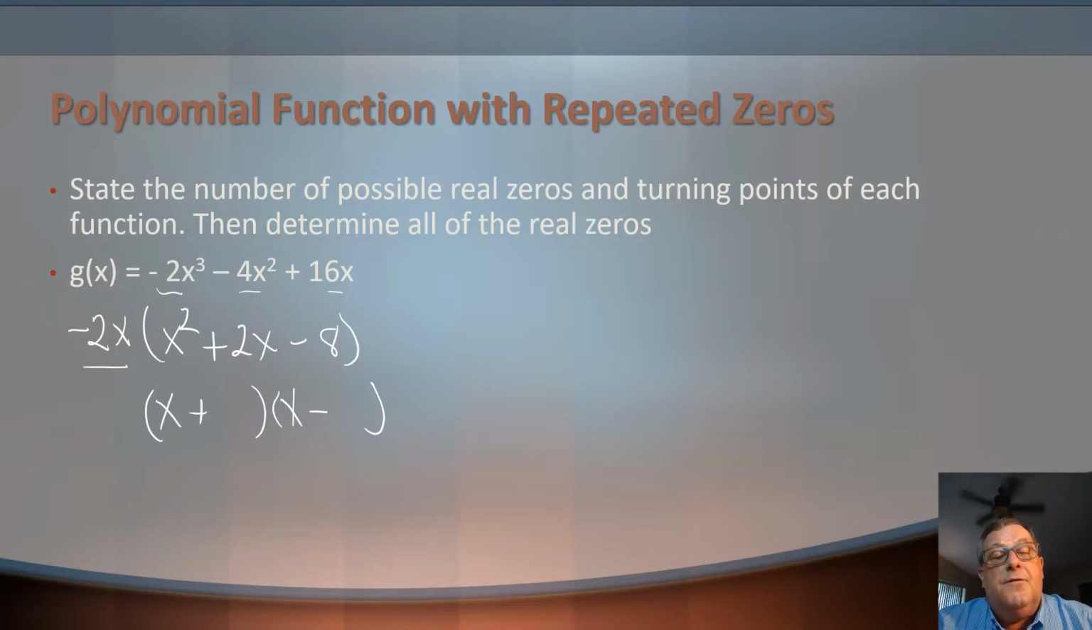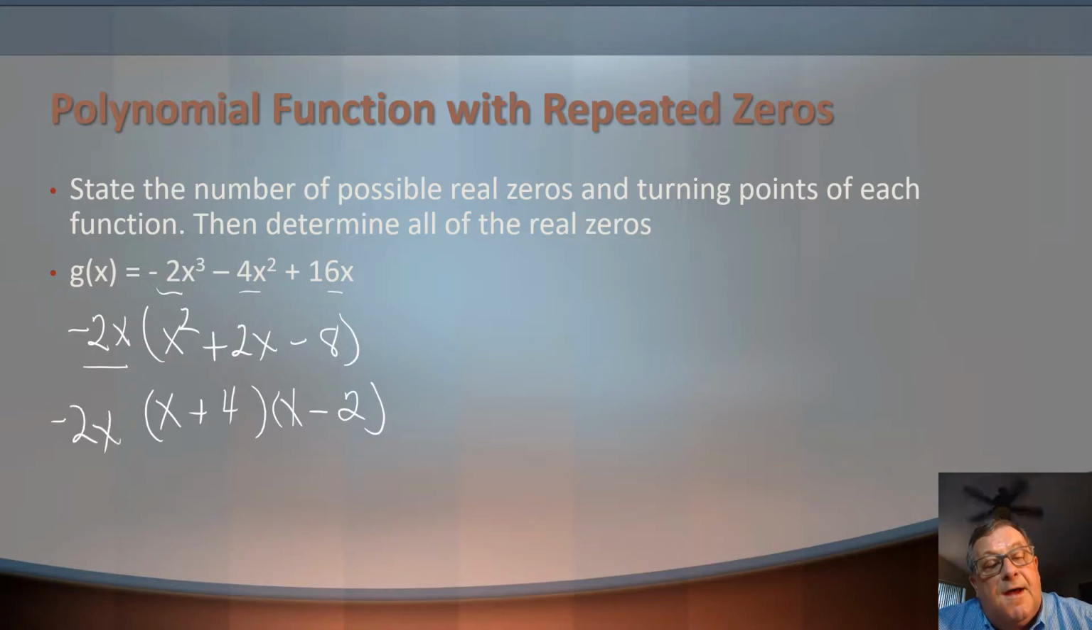Now we'll just go through the progression. 1 and 8, 9. How about 2 and 4? How about if we had positive 4 and negative 2? Well, 4 times negative 2 is negative 8. And 4 minus 2 is positive 2. Looks pretty good.